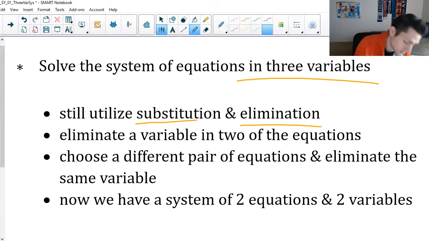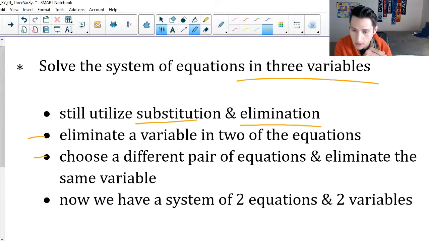So here's what we're going to do, is we're going to eliminate a variable in 2 of the equations. So we'll just pick 2 of the equations, any of the two, and say, let's get rid of the x's for these, or let's get rid of the y's or the z's, or whatever. All right, after we do that, we'll choose a different pair of equations and eliminate the same variable. So we'll pick a different 2, but we'll also still get rid of the x or the y or the z, whichever one we chose from before. And after we do that, now we should have a system that just has 2 equations, 2 variables, which is something that we're used to solving. Again, you've been solving those all the way back since Algebra 1. And you perfectly remember how to do it.